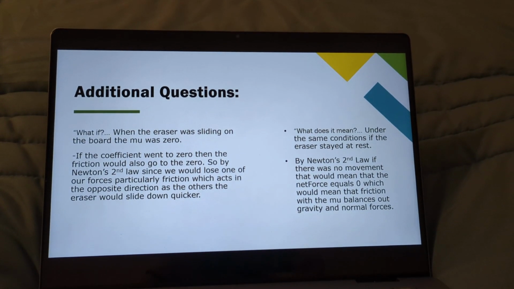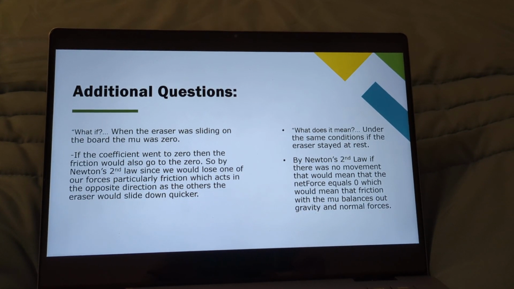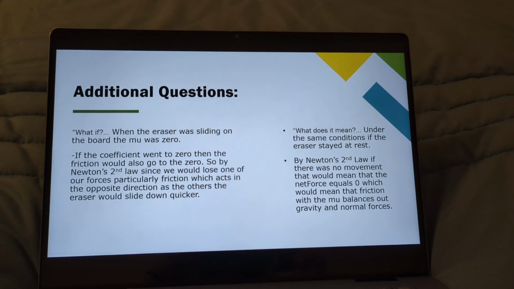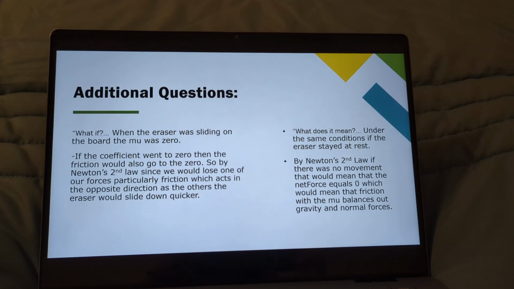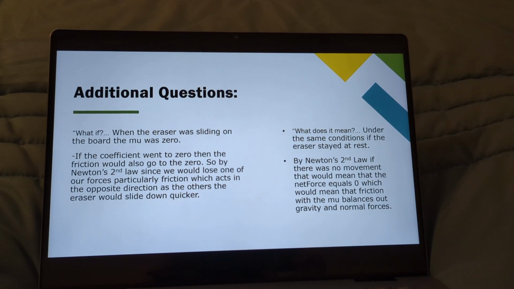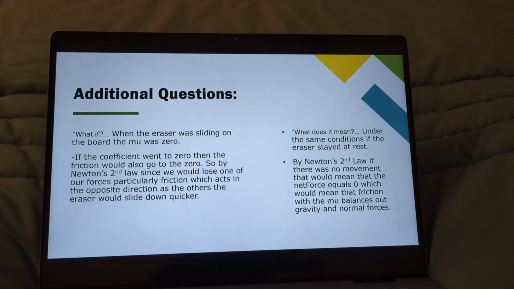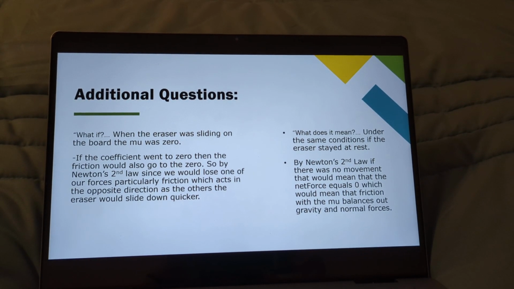Additional questions. What if, when the eraser was sliding on the board, mu was 0? If the coefficient went to 0, then the friction would also go to 0. So by Newton's second law, since we lose one of our forces, particularly friction, which acts in the opposite direction as the others, the eraser would slide down quicker.